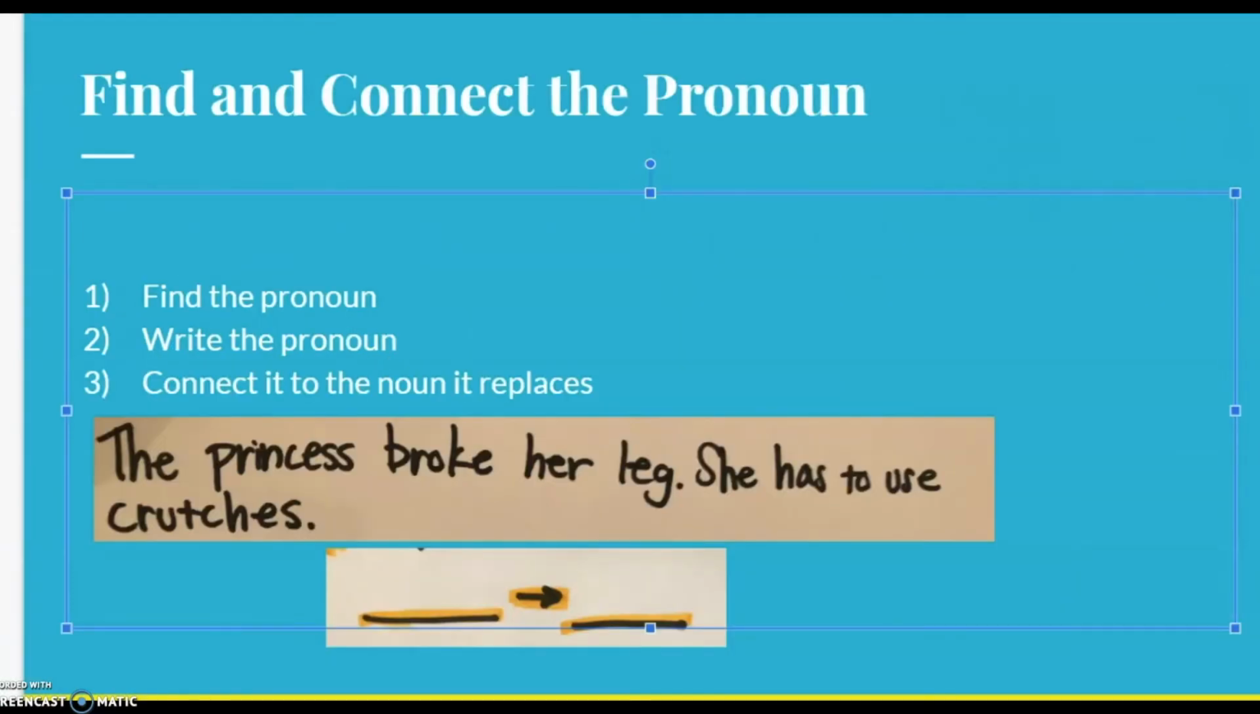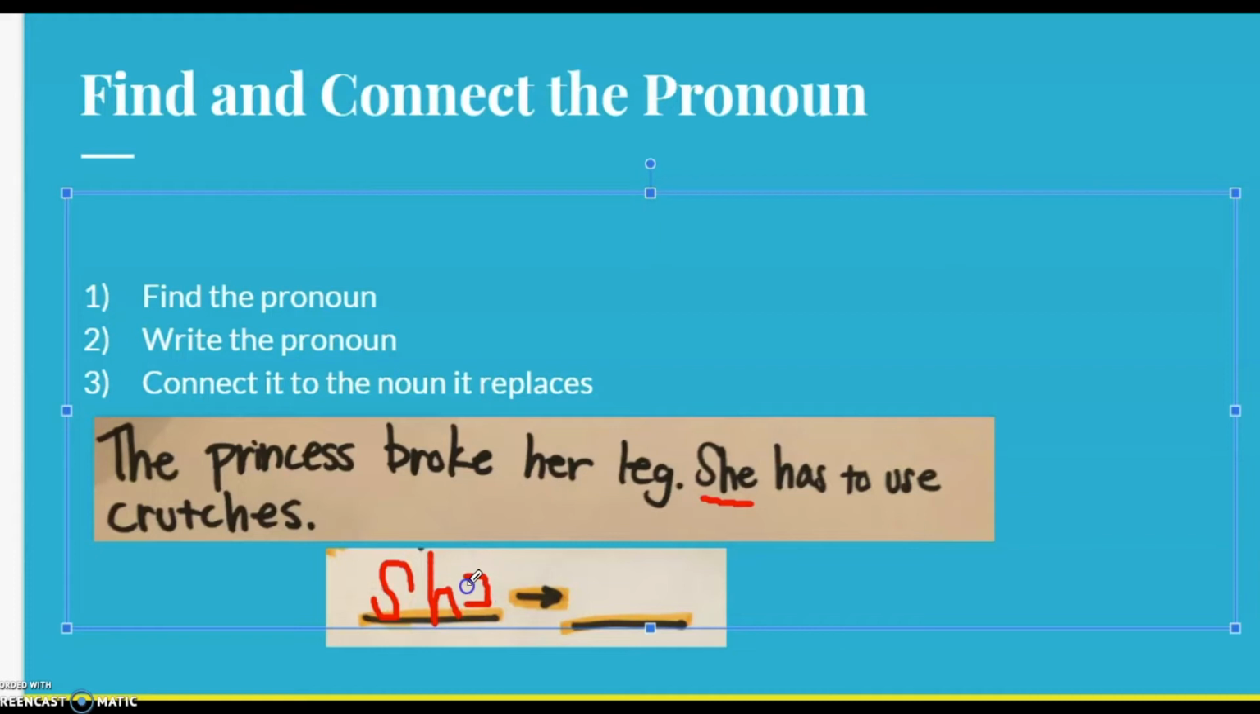Now is your opportunity to practice finding the pronoun, finding the noun that it replaces, and then connecting them. I'm going to show you how to do that. The princess broke her leg. She has to use crutches. I'm looking for the pronoun in here. Where is it? The princess? No, that's a noun. Broke? No, that's like a verb. Her leg. Oh, I remember. He, she, it, I, you are all pronouns. Okay, here's that pronoun. She. Found it.